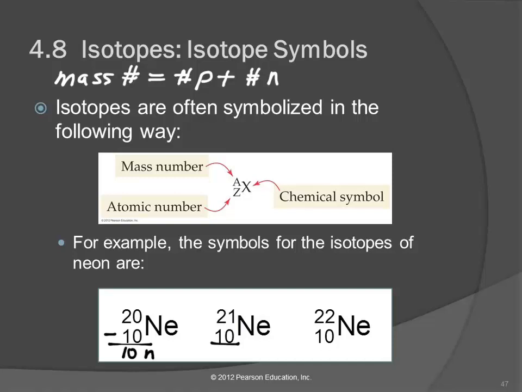So here, 21 minus 10, this one has 11 neutrons. And over here, 22 minus 10, this one has 12 neutrons. So the number of neutrons is not specifically given in the symbol, but we can find it out just by doing a real simple subtraction. So those are symbols for the isotopes.